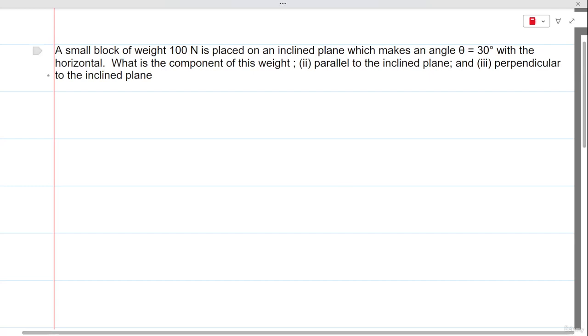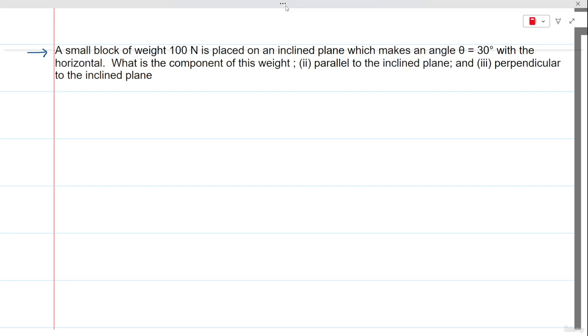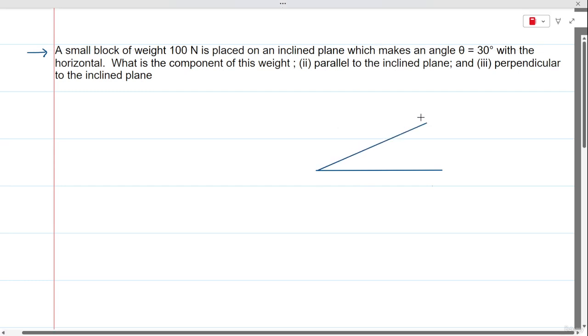In the given question, it is mentioned that a small block of weight 100 newtons is placed on an inclined plane which makes an angle of 30 degrees with the horizontal. So let's draw the inclined plane. Let's say this is the horizontal and the inclination is 30 degrees with respect to horizontal.